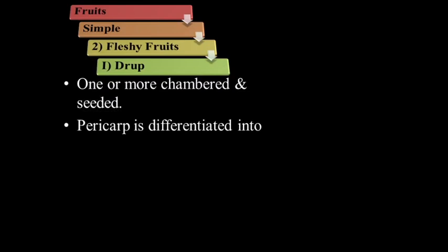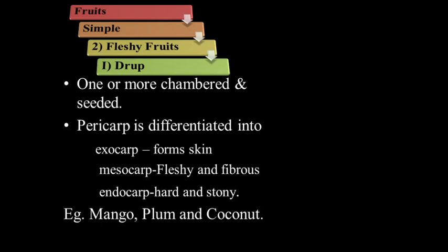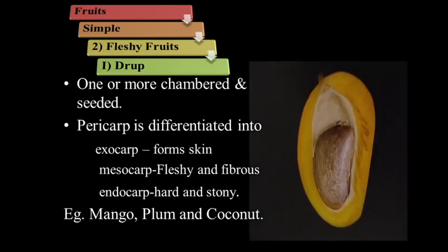The first category in this type is the drupe. The drupe is one-seeded, or it may be one or more chambered. The pericarp is differentiated into exocarp, mesocarp and endocarp. The exocarp forms the skin. The mesocarp is fleshy and fibrous, and the endocarp is hard and stony. For example, mango, plum and coconut.